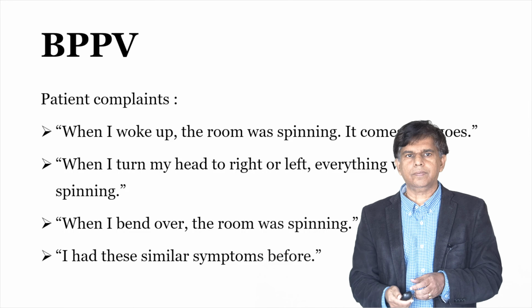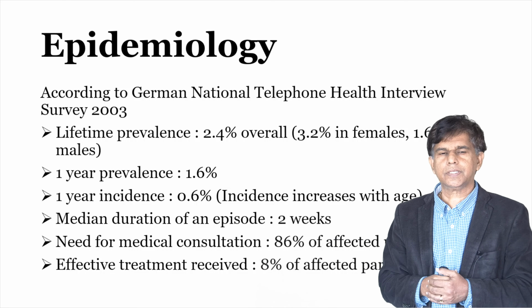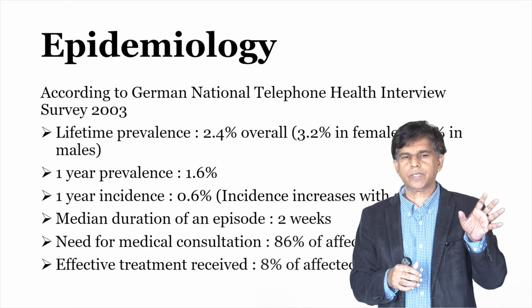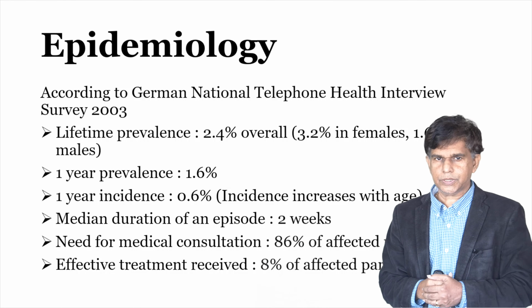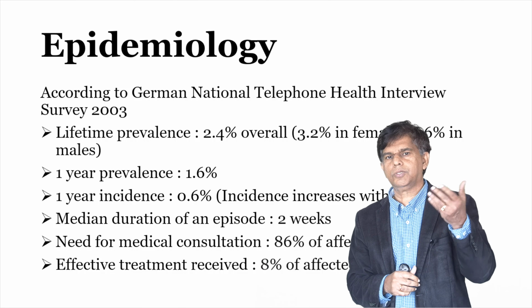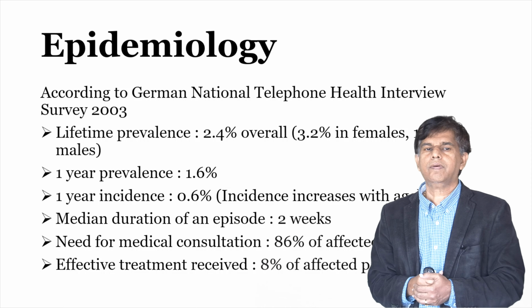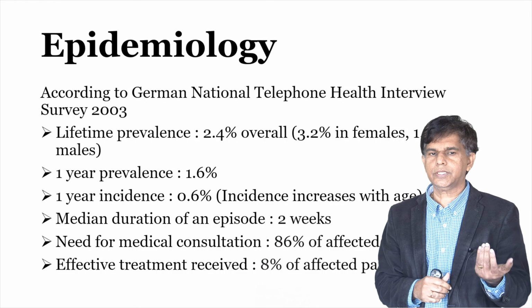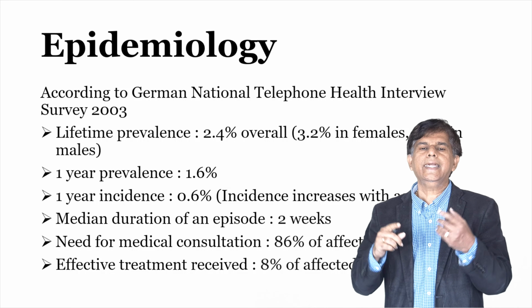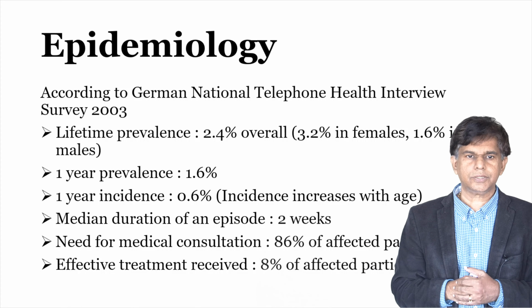Now, if you look at a little bit of epidemiology, there was a German national telephone health interview survey done in 2003. We're just looking at some of the evidence. Lifetime prevalence is 2.4%, and in females it is almost double, 3.2%. One-year prevalence is 1.6%. One-year incidence is 0.6%. Median duration of an episode is 2 weeks. Need for medical consultation: 86% of the affected participants had some medical consultation.